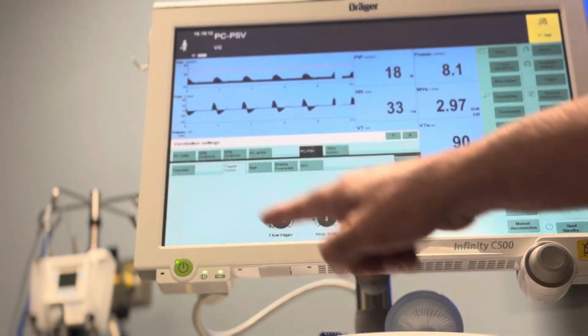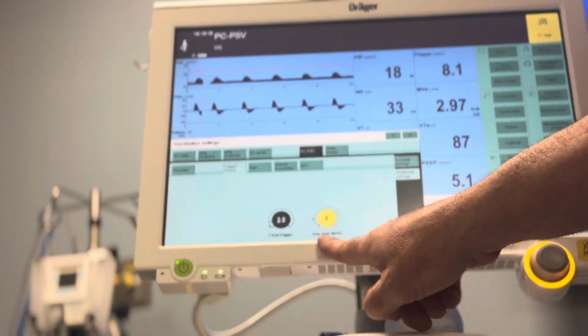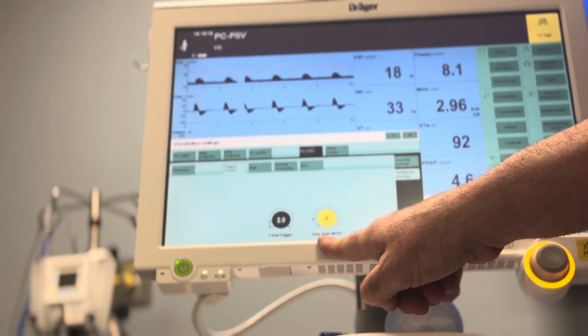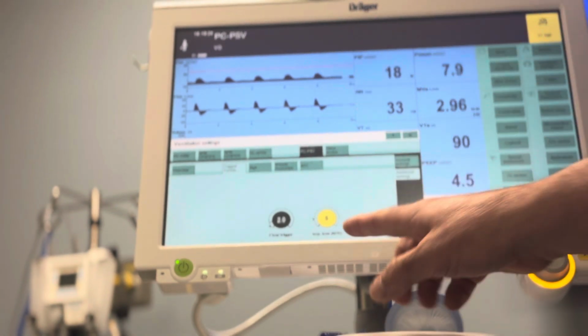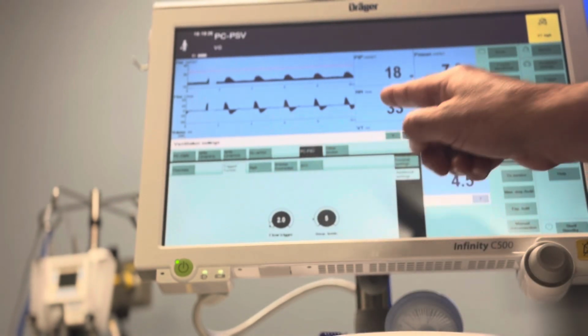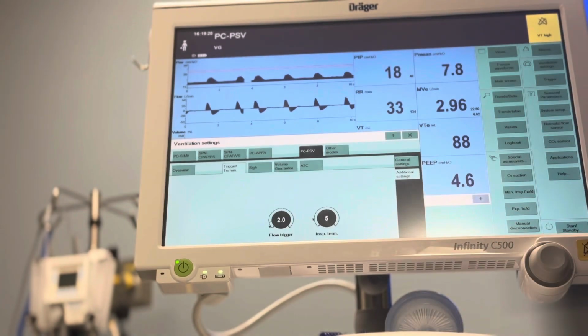Also remember, this is always set at 5%. Unless we get that one specific waveform, and that's going to have us pull it off and start ramping that up. That's another conversation. But in general, that's your pressure control, pressure support mode.